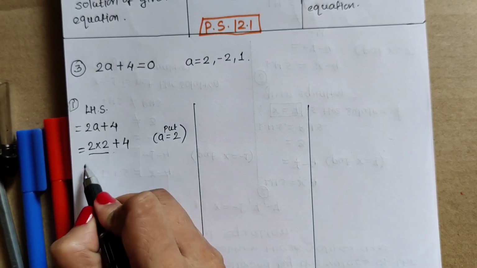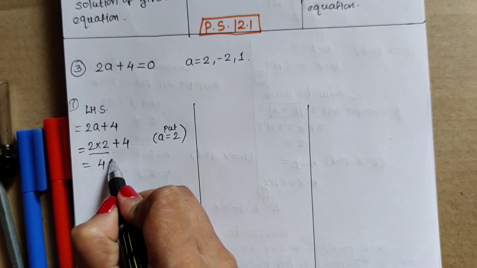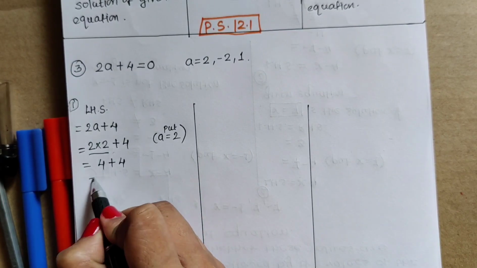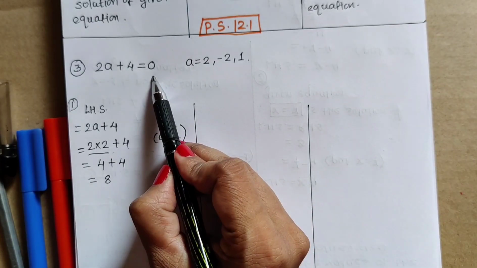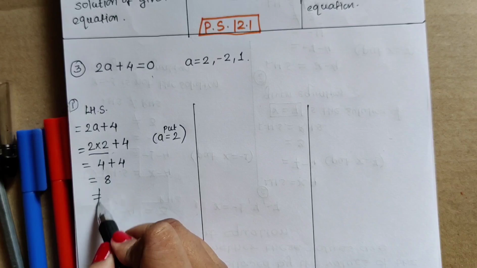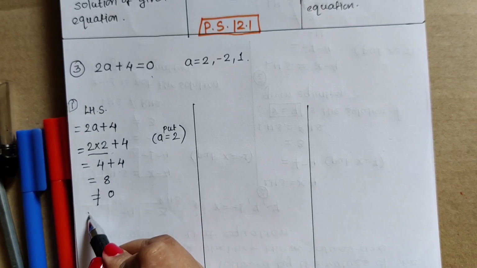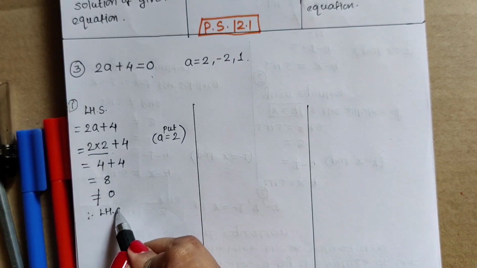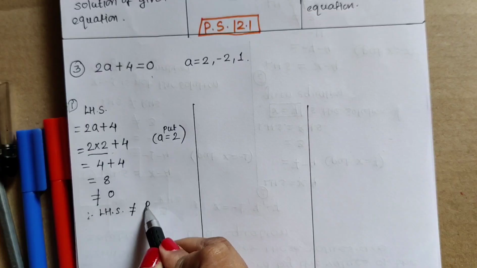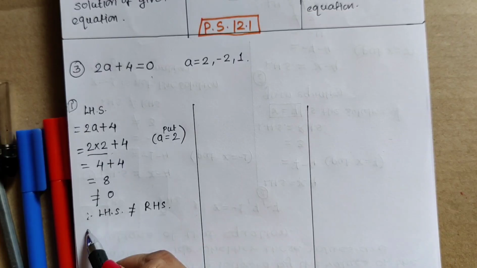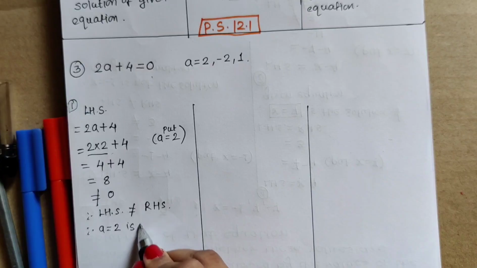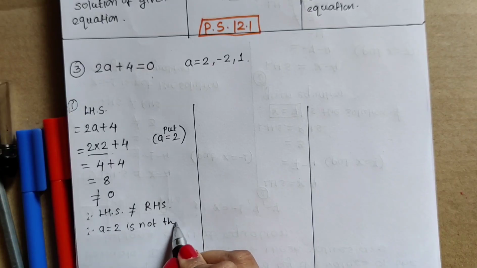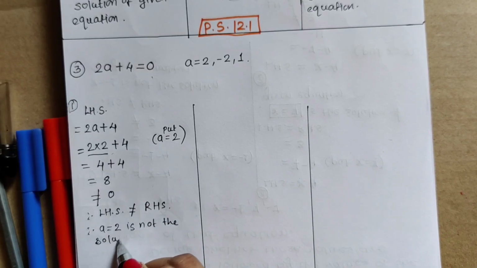Now solve this sum. 2 multiplied by 2. 2 2s are 4 plus this 4. 4 plus 4 is 8. Our right hand side is 0. So it is not equal to 0. 8 is not equal to 0. And that means what? Left hand side is not equal to right hand side. Therefore, a is equal to 2 is not the solution of the given equation.